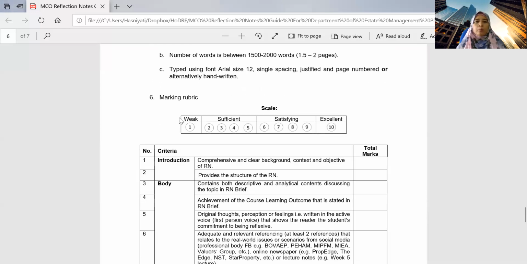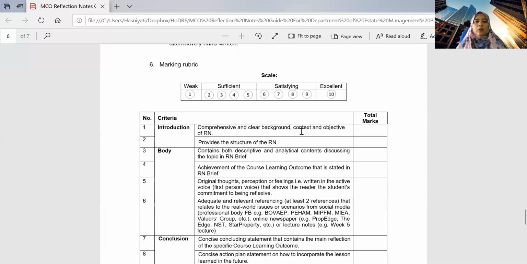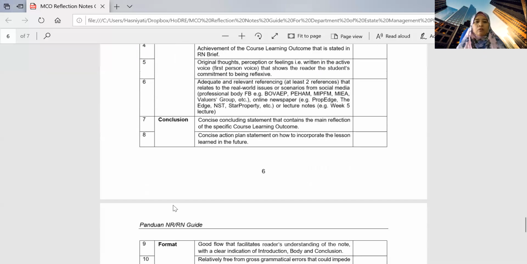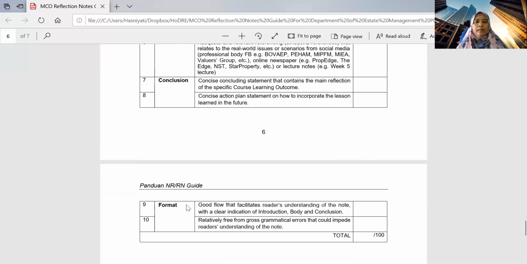Now, the marking rubric. You can see here we have a range between 1 to 10. 1 is weak, 10 is excellent. In the middle, you have sufficient, which is 2, 3, 4, and 5, and then you have satisfying, 6, 7, 8, and 9. The marking will be divided into introduction, body, conclusion, and format.